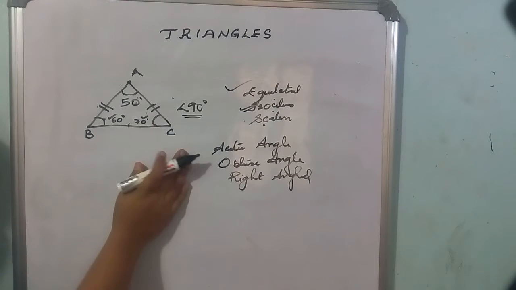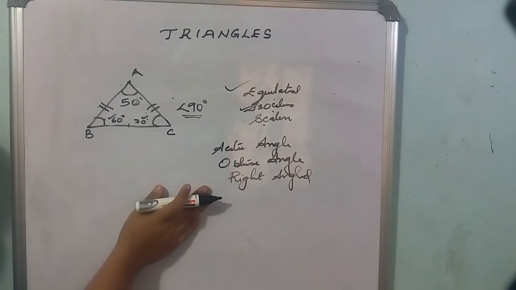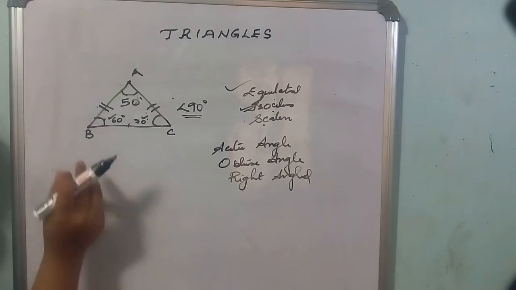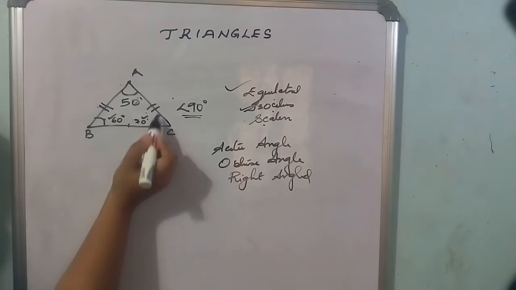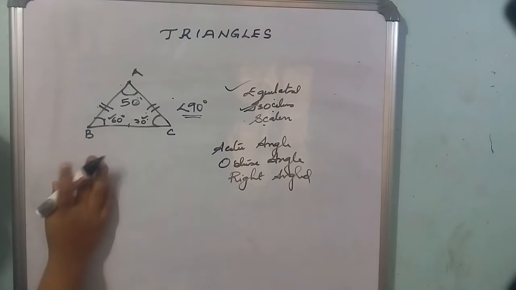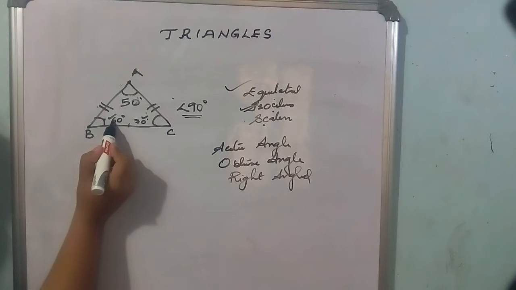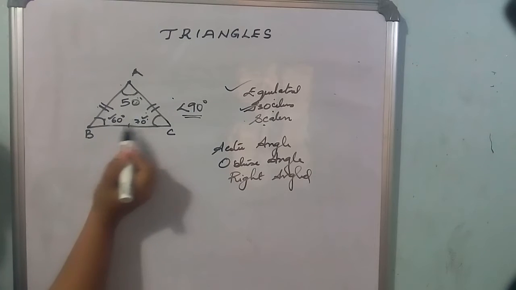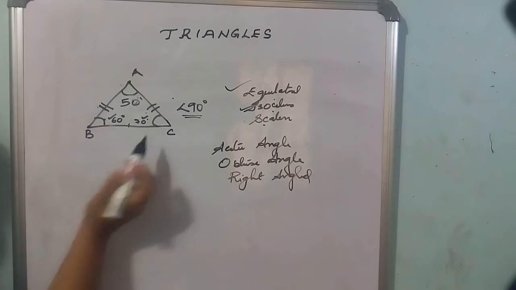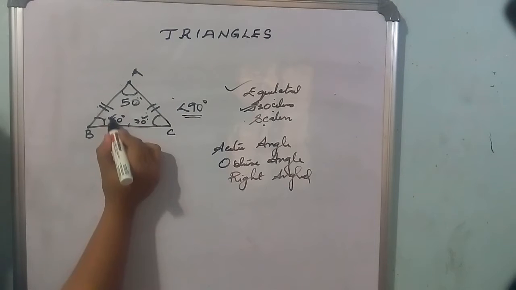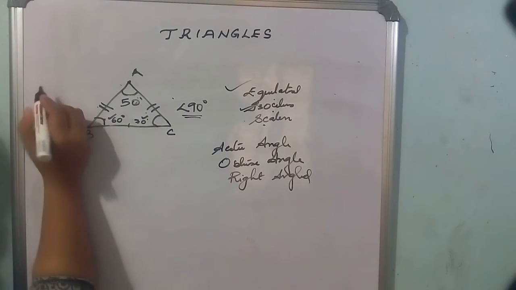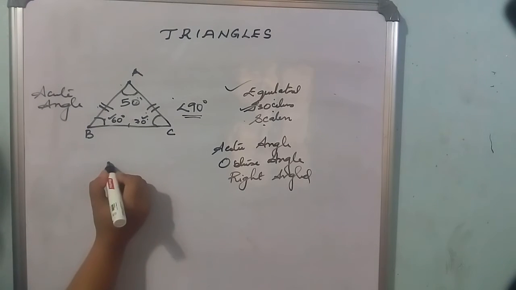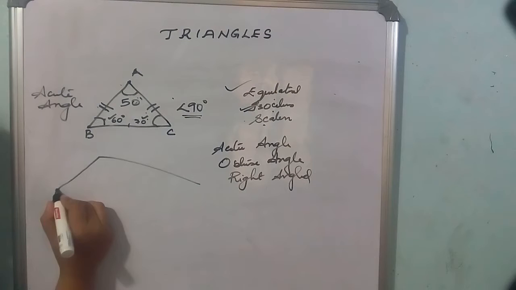Now let's study the acute angle triangle, obtuse angle triangle, and right angle triangle. In an acute angle triangle, let's say here ABC is an acute angle triangle, all the angles will be less than 90 degrees. This is an example of an acute angle triangle. Let's say angle ABC is 60 degrees, and angle ACB is 70 degrees, then angle BAC would be 50 degrees. If you see, all are less than 90 degrees, and this is an example of an acute angle triangle.